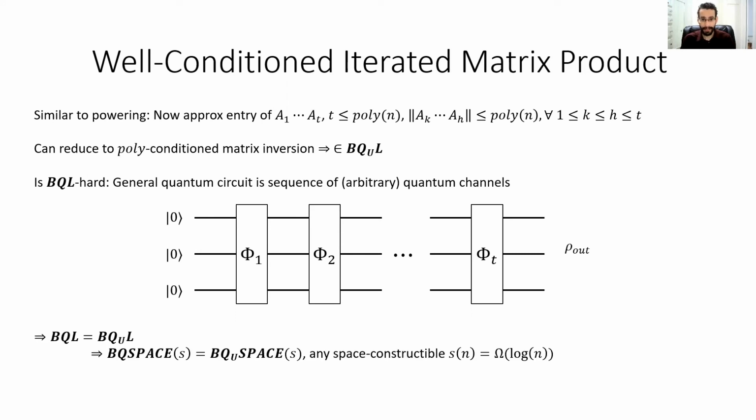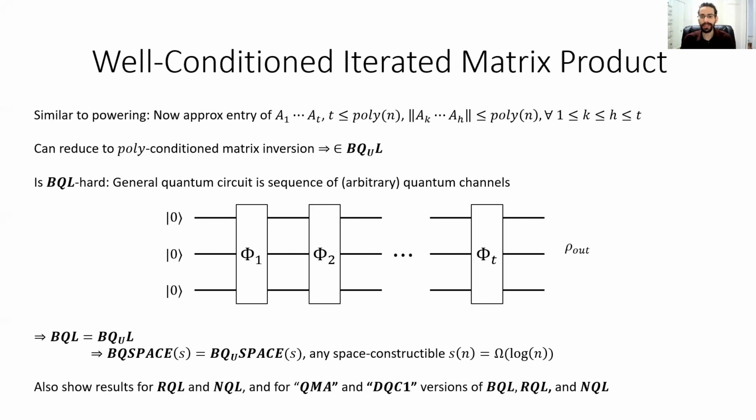By combining the two previous observations, we conclude that BQL equals BQUL, which, by a standard padding argument, implies the general equivalence: BQ space S equals BQU space S for any larger space bound S. In other words, we can eliminate intermediate measurements without a space blowup. We can also show results for RQL and NQL. These are the one-sided bounded and unbounded error versions of quantum log space, as well as for the QMA and one clean qubit versions of BQL, RQL, and NQL, though I'll refer you to the paper for details.